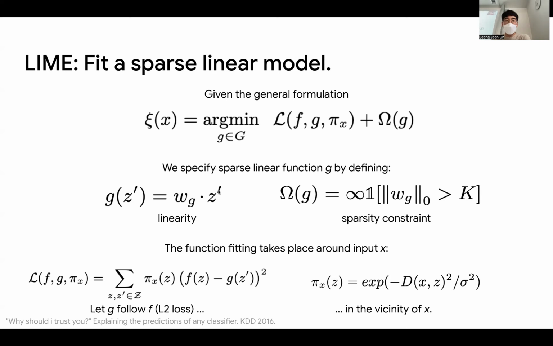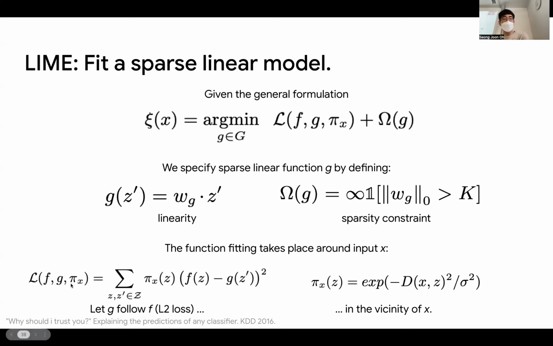So G is now linear with respect to x. And omega of G is giving you infinite penalty when the number of non-zero weights is greater than K. So this zero norm is counting the number of non-zero elements in your vector. That means whatever solution you have for G, it should have a number of weights smaller than or equal to K.